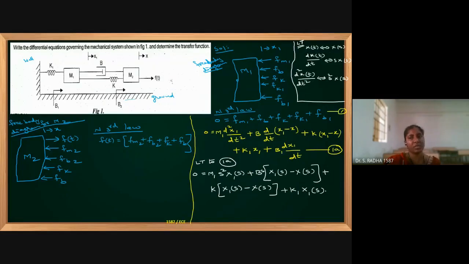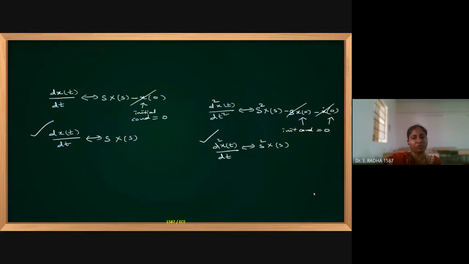Now the last term I have is plus b1, and first order derivative means one s will come, into x1 of s. This is equation 1b. 1a and 1b are the same, we just applied the Laplace transform. Now I will group similar terms together, all x1 together, all x together, I will just write it down. Okay, this is just for understanding.